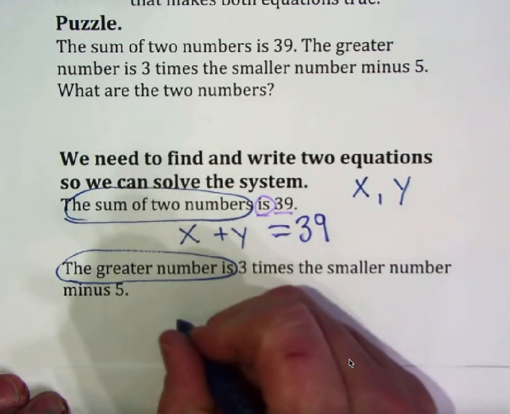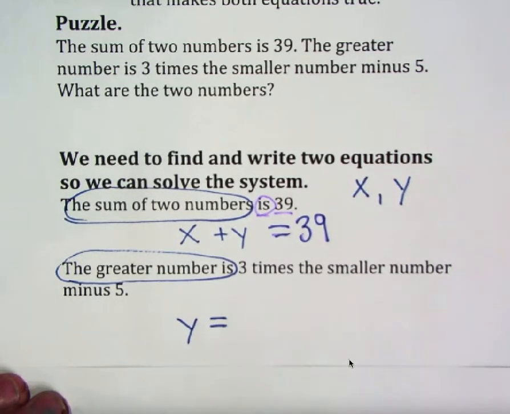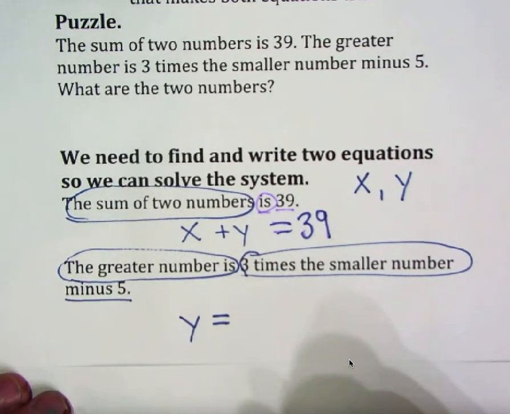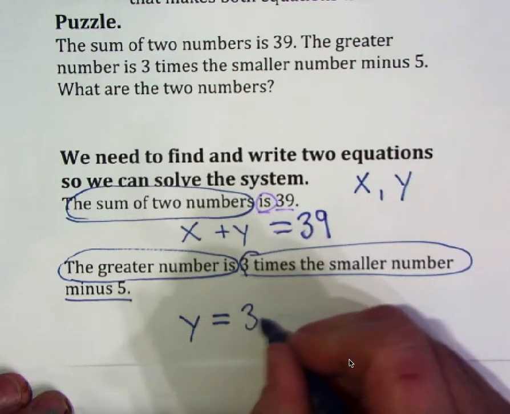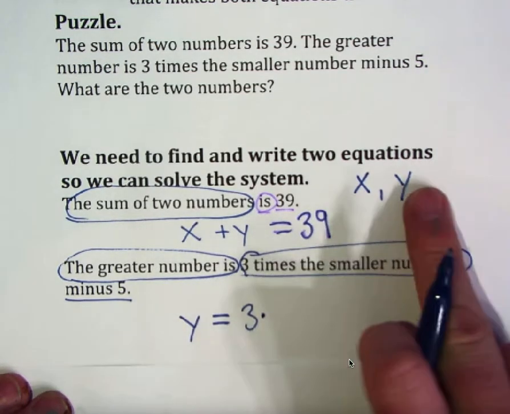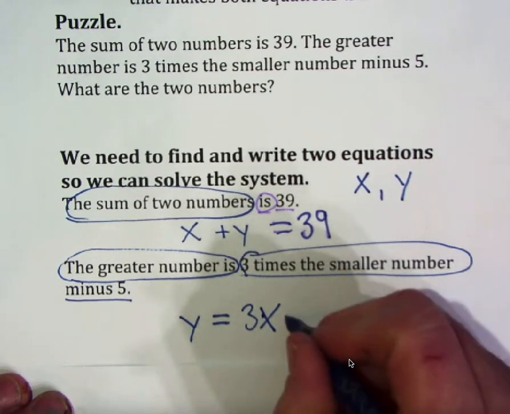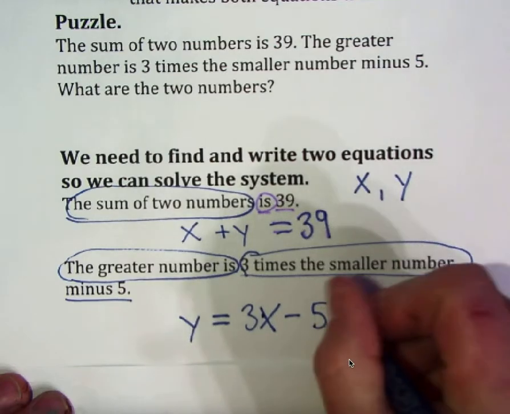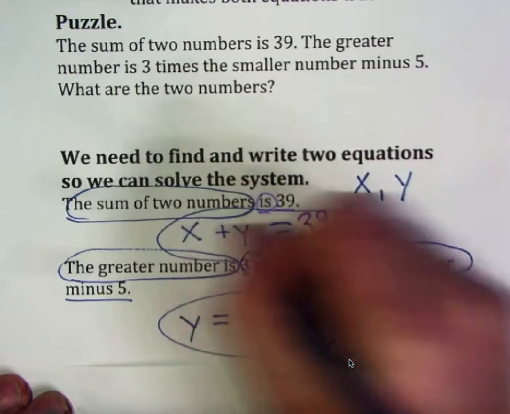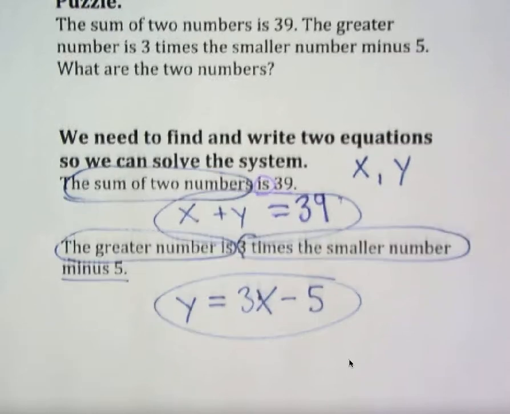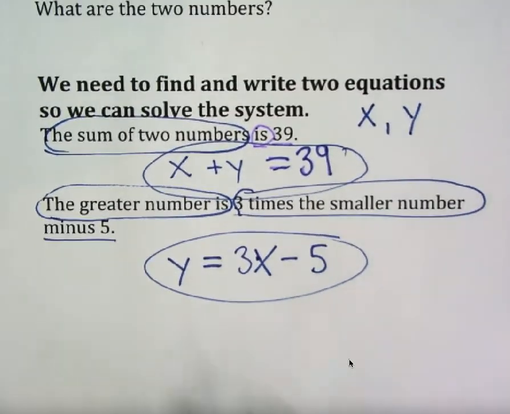So y is equal to 3 times the smaller number minus 5. So 3 times, well, if y is the larger number, that means x has to be the smaller number, minus 5. Boom. We have our system. There are the two equations that were hidden in the word problem. And now we can actually solve the system to find what those two numbers are.